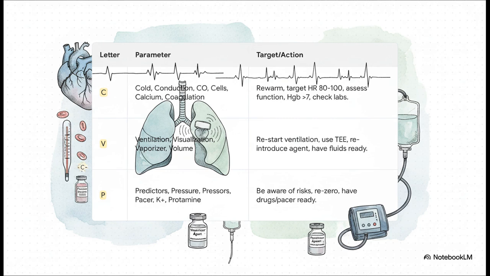Under C, we're running down the list: patient's temperature, their rhythm, their contractility on TEE. One of the biggest ones here is cells. Do we have enough hemoglobin on board? For V, it's all about getting the lungs working again with ventilation, using our TEE for visualization to hunt for any trapped air, and having volume ready to go. And for P, this is all about preparation. We know the predictors of a tough wean, we have our pressors and our pacer ready, and we've corrected our labs like potassium. Following this checklist religiously is what makes for a smooth, uneventful wean.